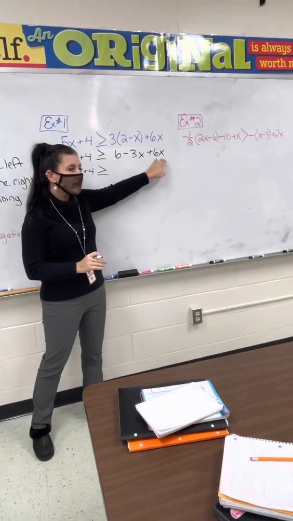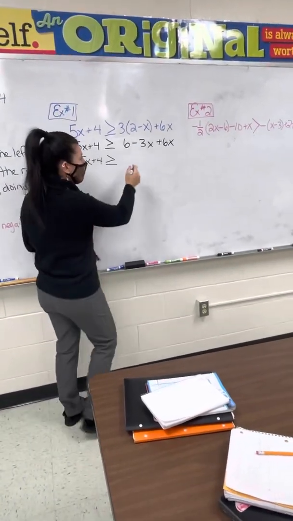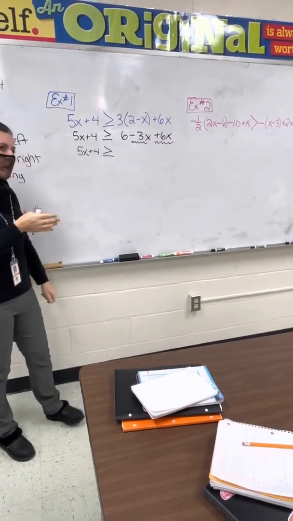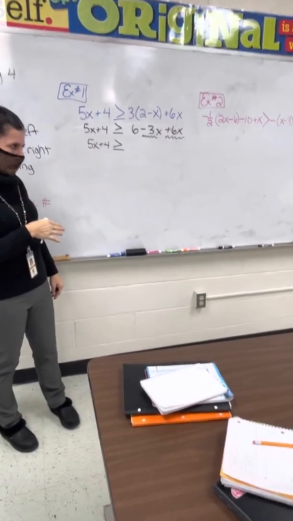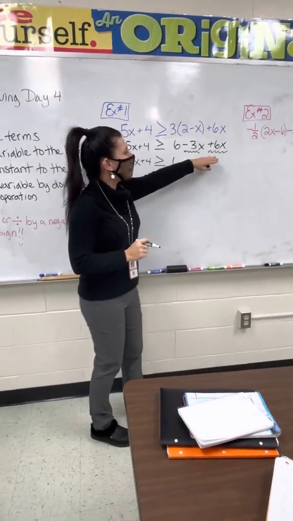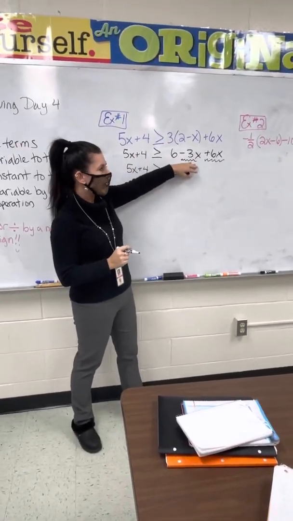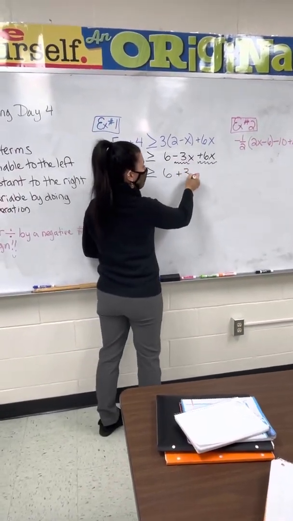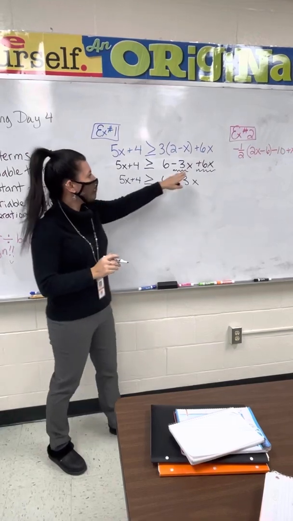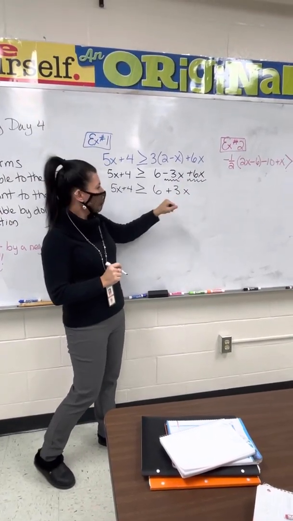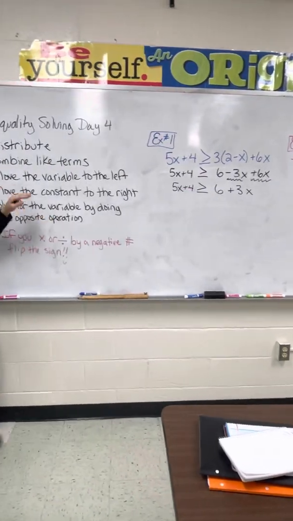Both of these have x's, which means I can combine them. And remember, when you combine them, you have to use the number and the symbol in front of it. I'm going to bring down my 6, and when I combine like terms, negative 3x plus 6x gives you plus 3x. Because negative 3 plus 6 is positive 3. So that was my second step.